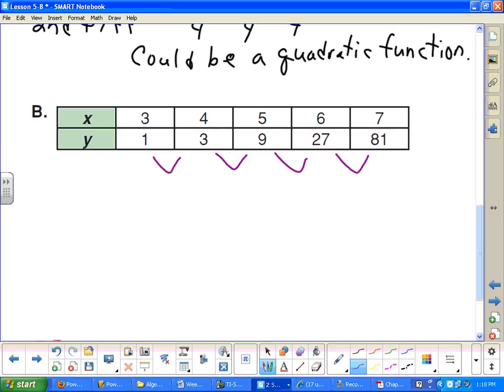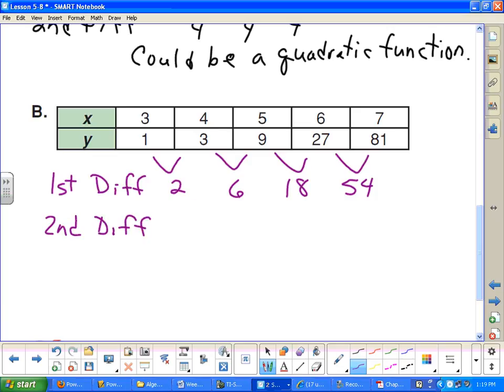Times by 3. So could the second differences be the same then? Because they're being multiplied by 3, could the second differences be the same? Well, let's find out. We'll do the first differences. We get 2, 6, 18, and what? 54, right? Okay. So the second differences are 4, 12, and 36.